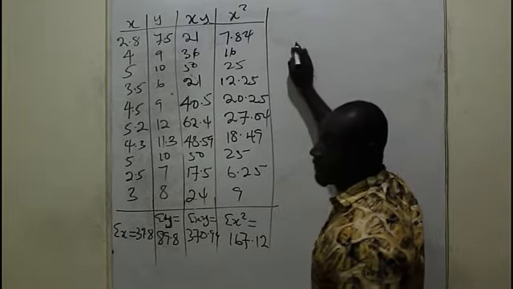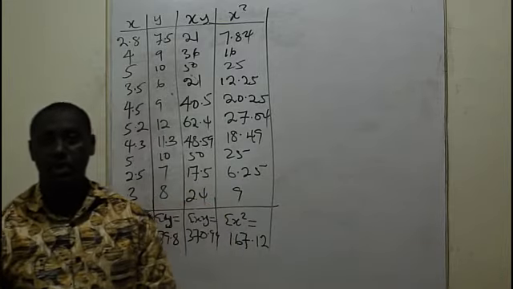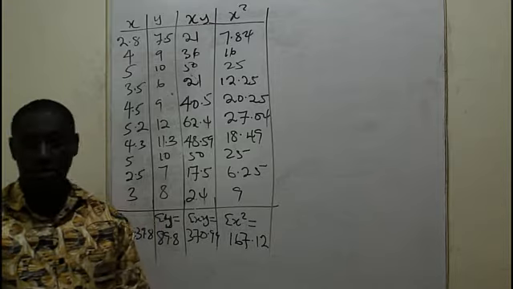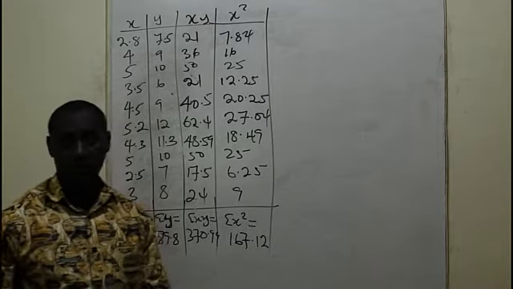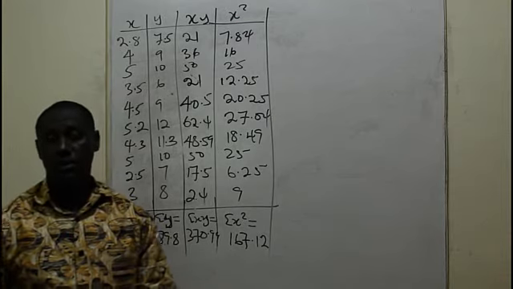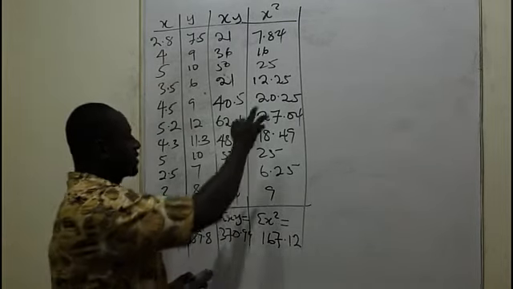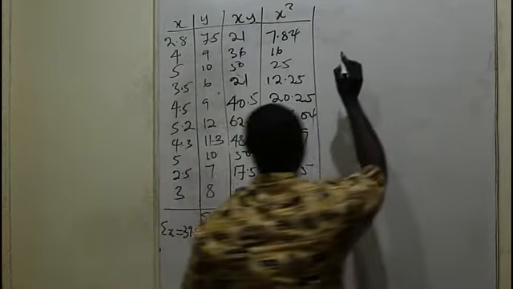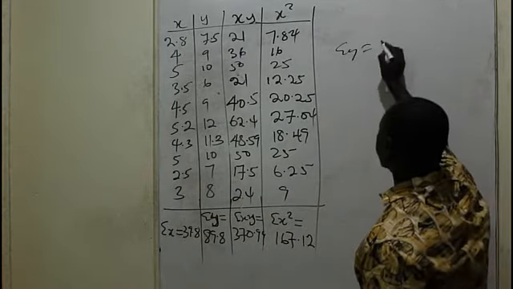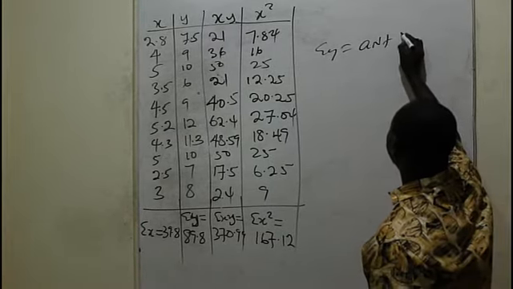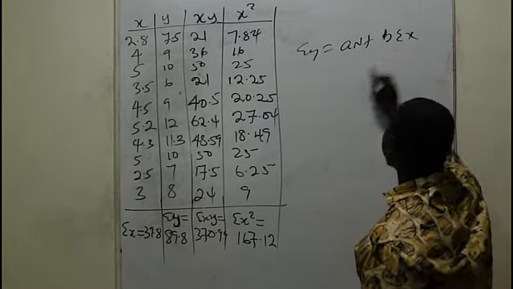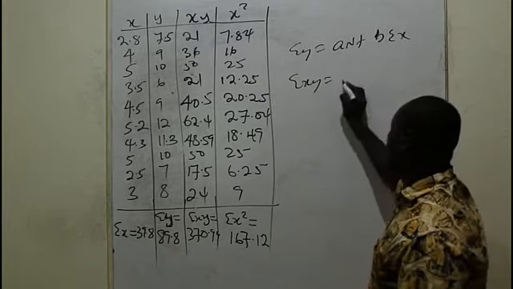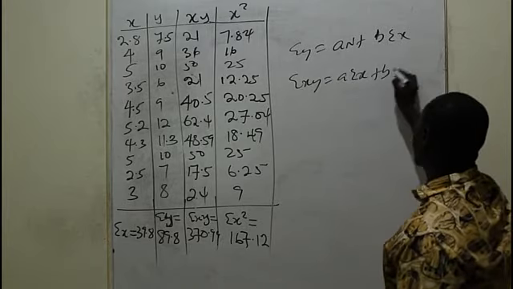Okay, so what is the first normal equation? We are going to substitute the values that we have gotten here into the two normal equations. And so the first normal equation, that is y on x, is going to be summation of y is equal to na plus b times summation of x. And then the second one is that we are going to have summation of xy to be equal to a times summation of x plus b times summation of x squared.